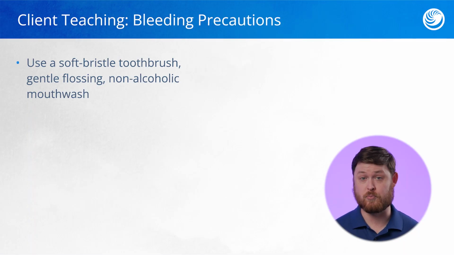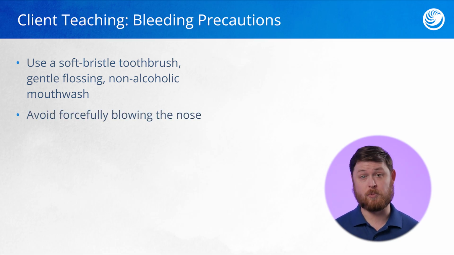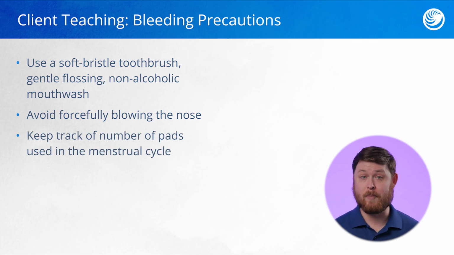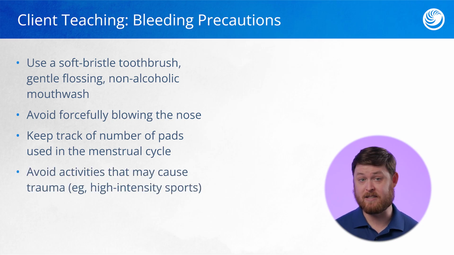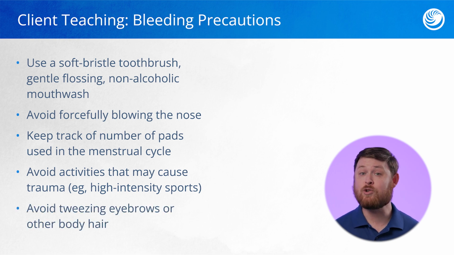For clients with thrombocytopenia, the nurse should provide education about preventing uncontrolled bleeding. This includes using a soft bristle toothbrush, gentle flossing, and non-alcoholic mouthwash to prevent trauma to the oral cavity. Avoiding forceful blowing of the nose, which can burst nasal capillaries. Keeping track of the number of pads used during the menstrual cycle and reporting an abnormally high number to the healthcare provider. Avoiding activities that may cause trauma, including high-intensity or impact sports. Avoiding tweezing eyebrows or hair from other parts of the body.